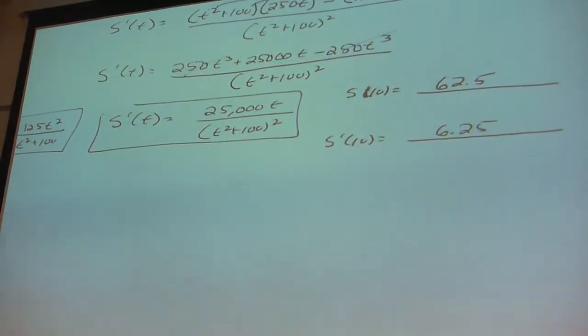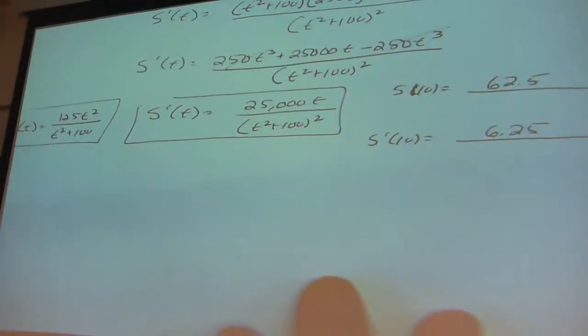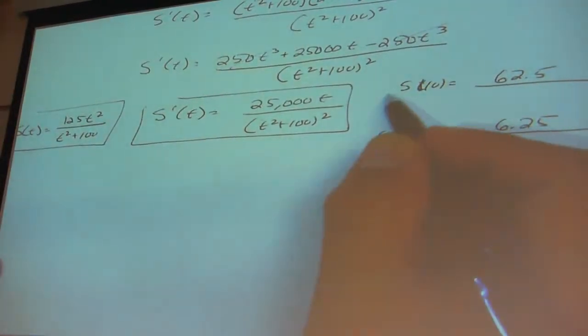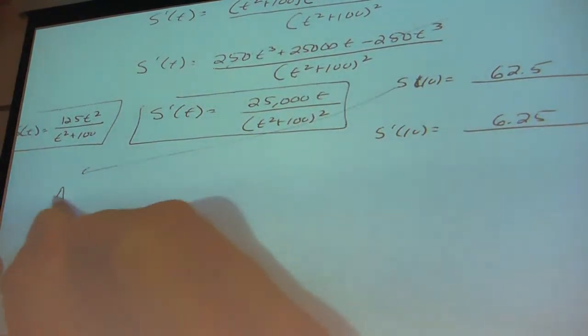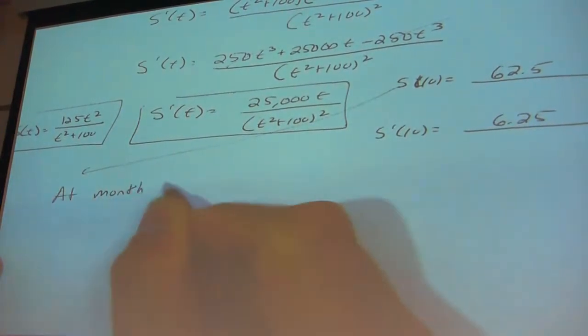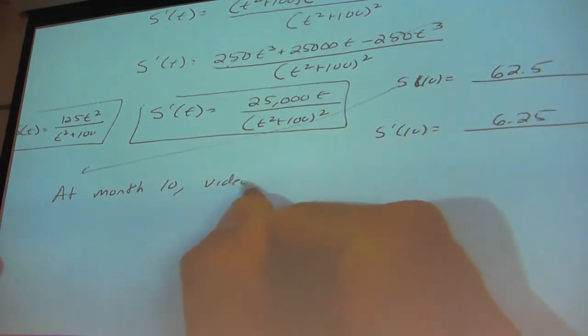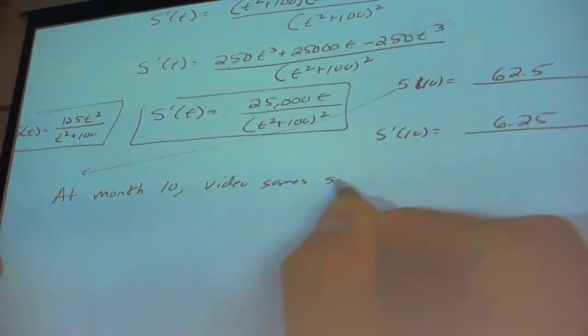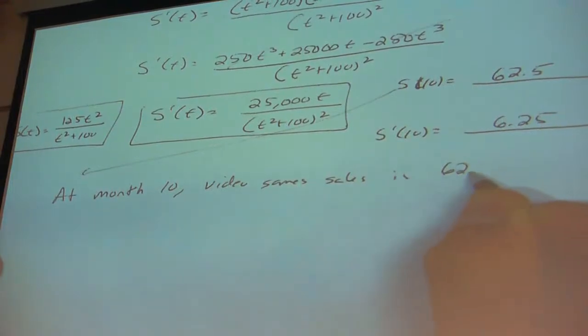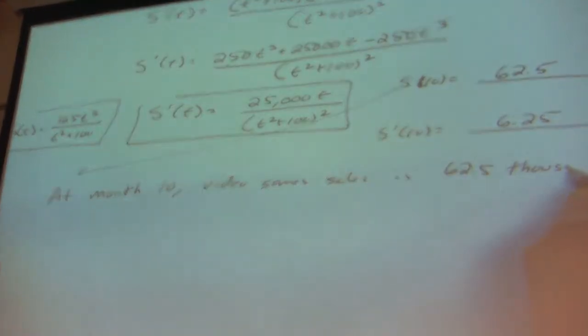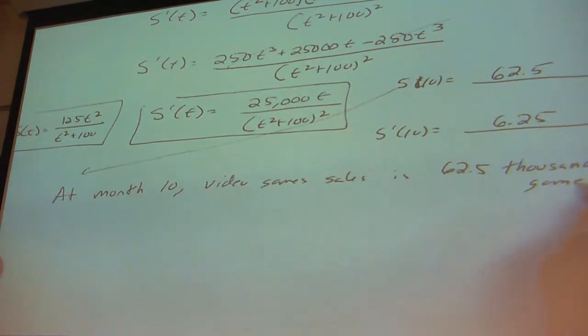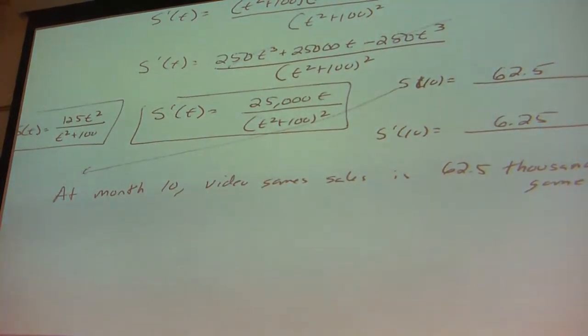Now, what I'm trying to focus on is what the heck are we doing this for? What's the point? Well, at month 10, video game sales is 62.5 thousand games. So I've been selling this game for 10 months. After 10 months, what's my total sales? 62.5 thousand games. That's what plugging into the original means.